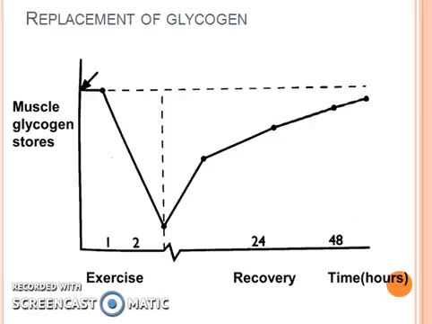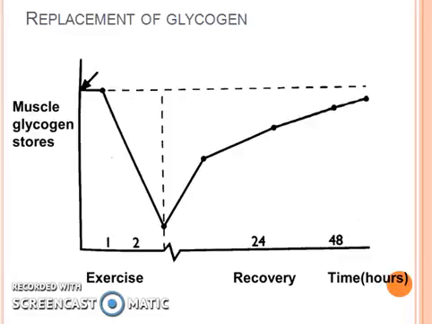Now I'm going to talk about the replacement of glycogen. The form stored of glycogen is carbohydrate. There is more fat than glycogen, therefore glycogen stores are depleted quickly. As you can see by the graph, it takes a couple of hours to deplete your glycogen stores, and after this, it takes around 2 days to recover.